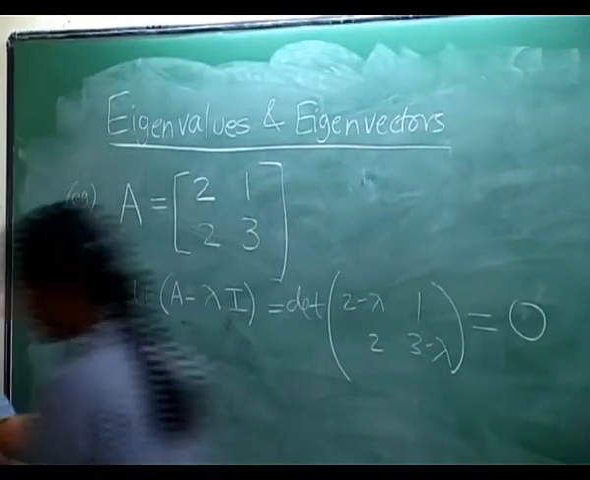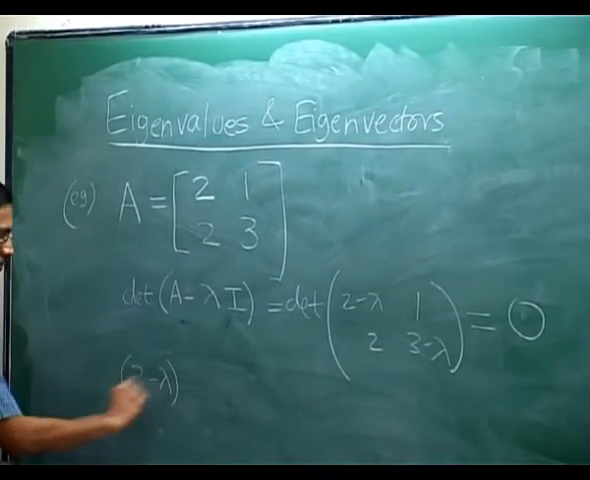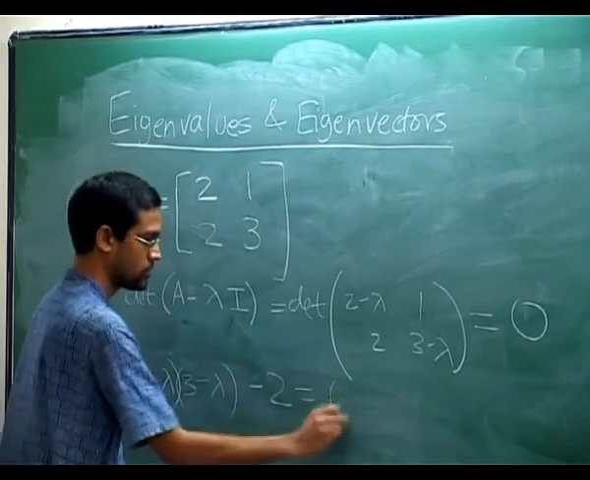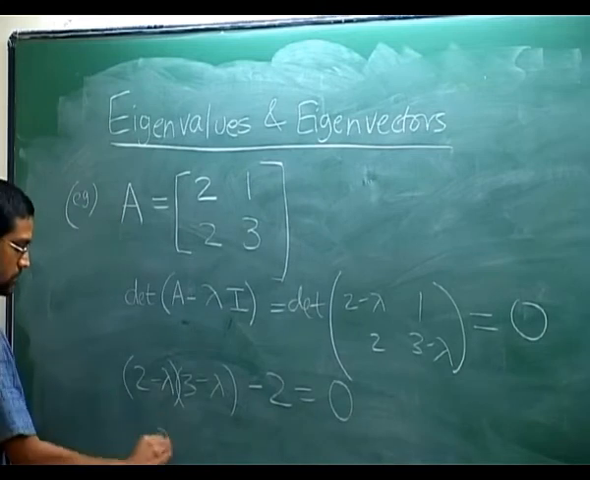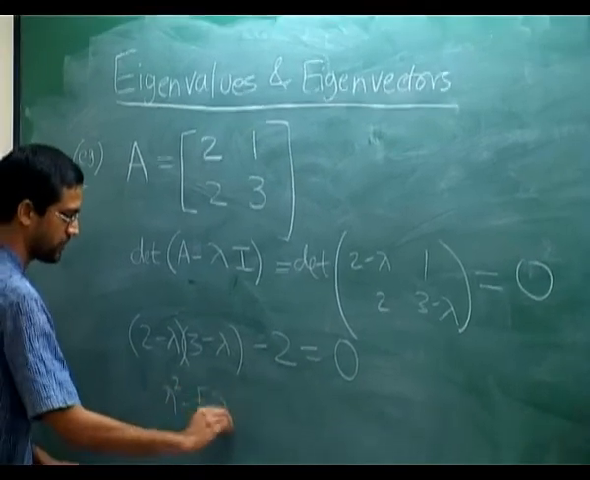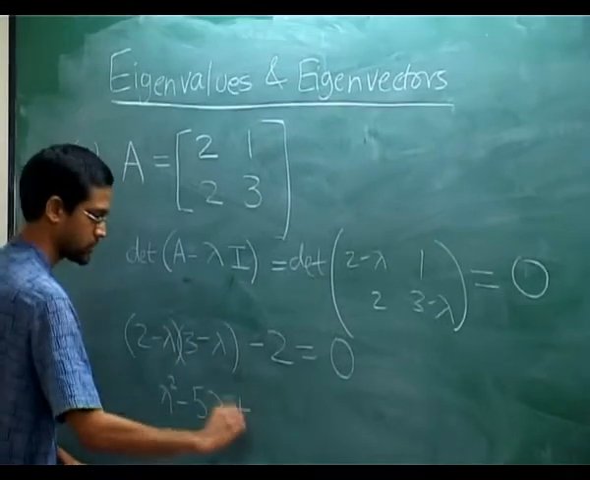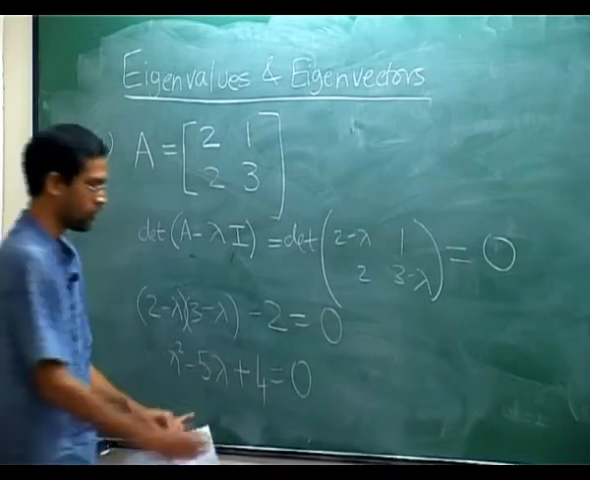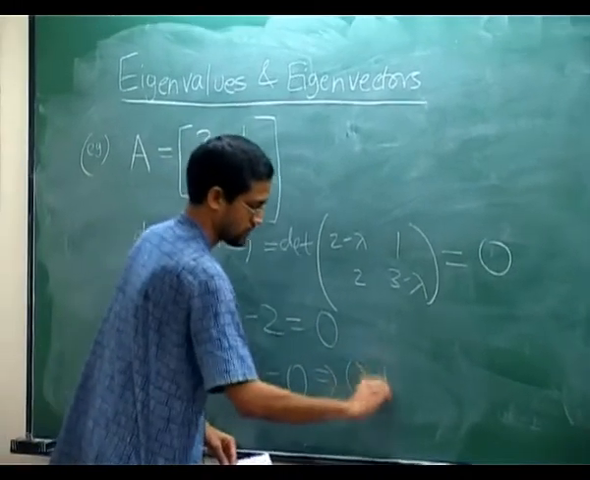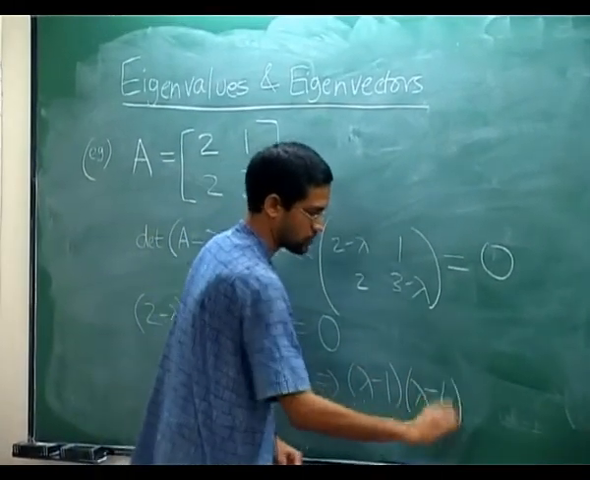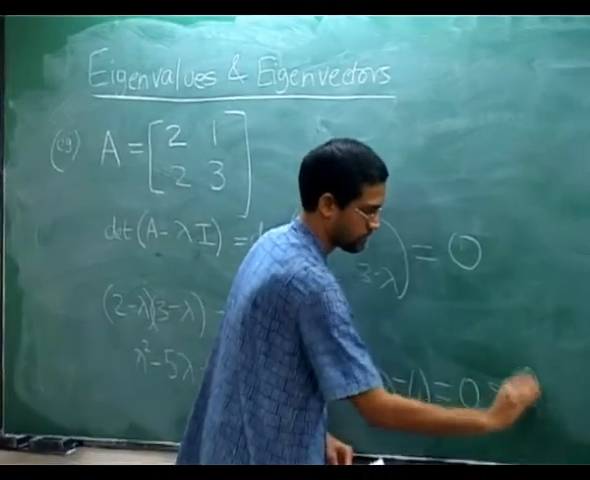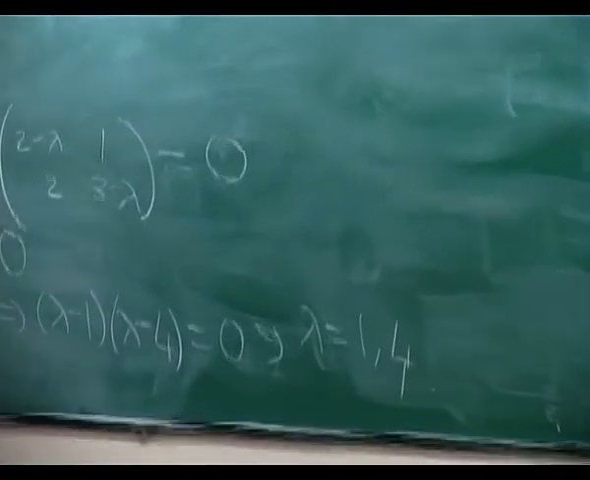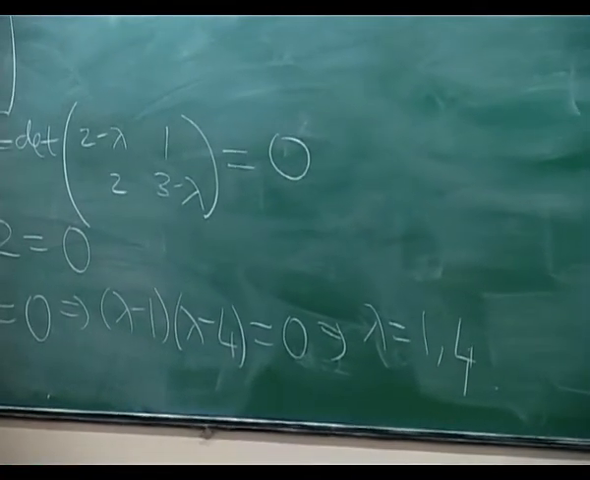Okay, so let's actually do the calculation. Determinant is (2 minus lambda)(3 minus lambda) minus 1 into 2. So that's lambda squared minus 5 lambda plus 6 minus 2. So that's (lambda minus 1)(lambda minus 4). So lambda is 1 or 4. So those are the two eigenvalues in this case. And we must then find the corresponding eigenvectors, right?